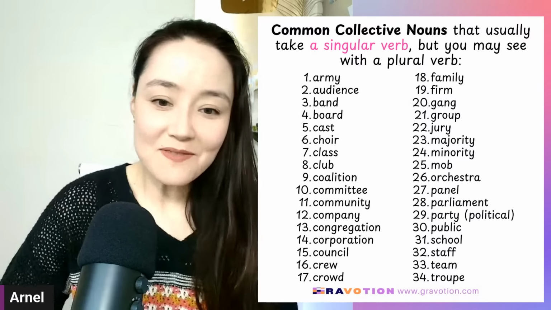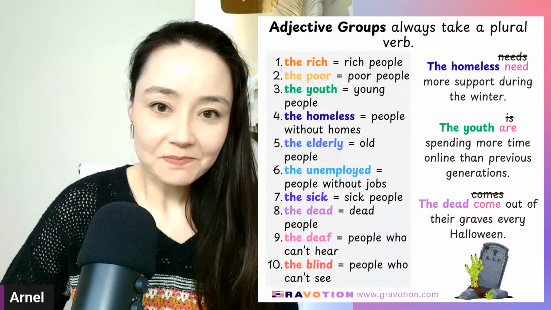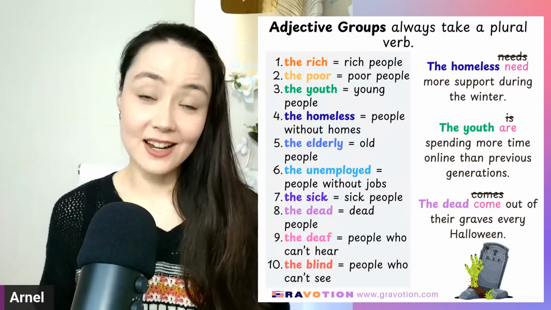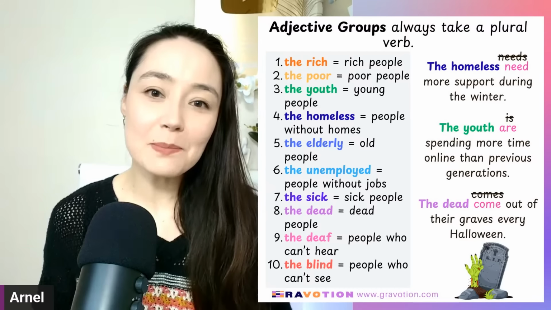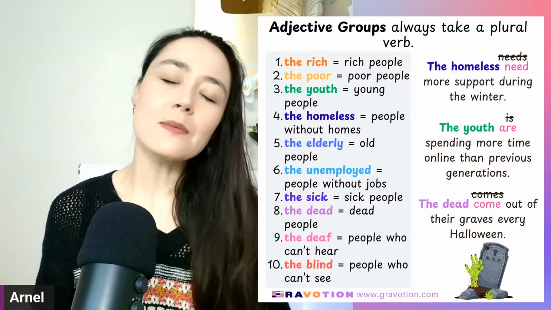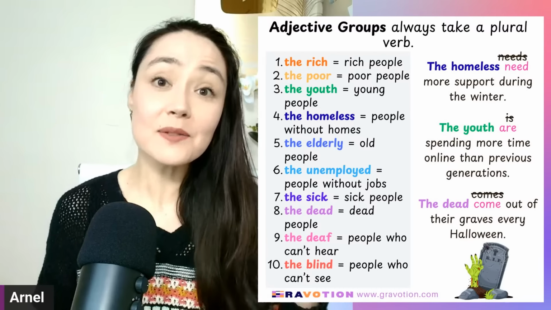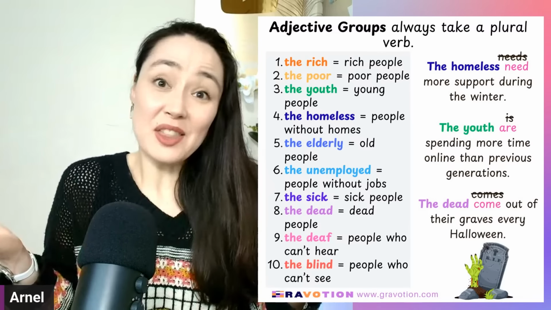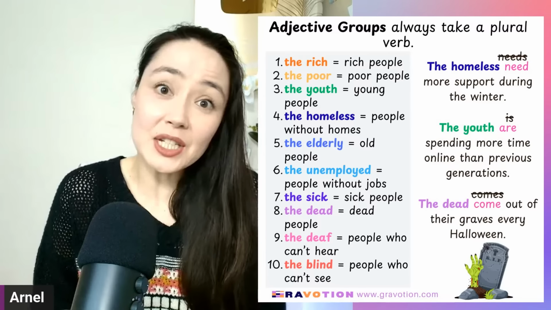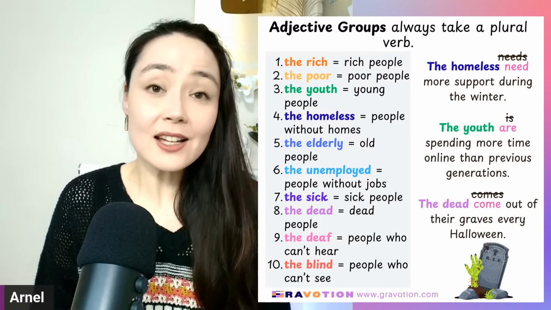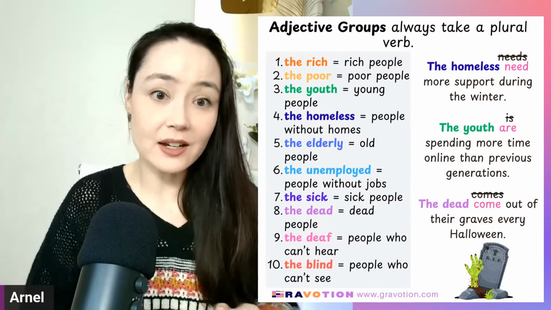Okay, let's move on. Next rule. Adjective groups always take a plural verb. I am sure you are sick of me saying singular verb, plural verb. Well, that's subject-verb agreement. What do I mean by adjective groups? Let's take a look at this list right there.